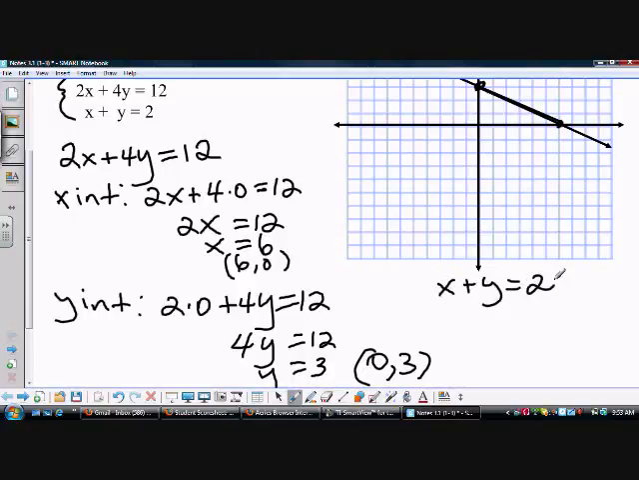No, you don't shade these. You only shade if you had inequalities. I will not pull up the smiley faces today, no matter what you want. I will not do smiley faces.